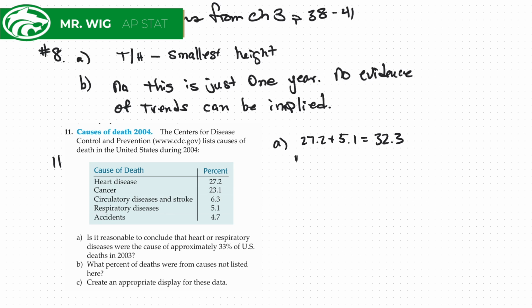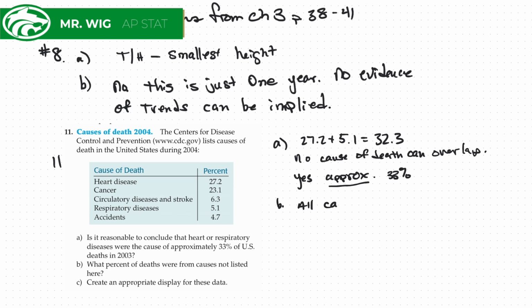Okay, number 11. It is reasonable for us to add these two numbers together to say that heart disease or respiratory diseases are the causes of about 33%, because you can't die from two different reasons, right? On your death certificate, it's only going to be from one thing. So if we add them together, because there's no overlap, we can just add them together. And it's about 33%, a little bit less.